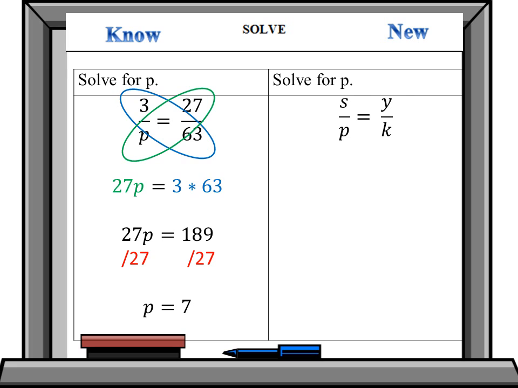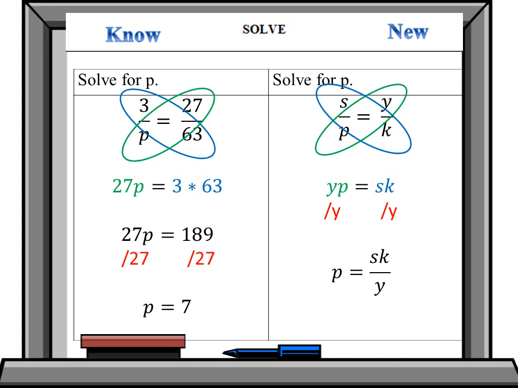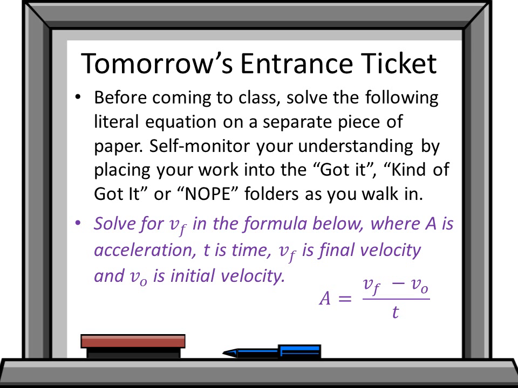s over p equals y over k. If I cross multiply p times y and s times k, I get y times p equals s times k. Please note that if your variables are switched around, it's okay because multiplication is commutative. But now, since we're asked to solve for p, I need to divide by y to both sides, giving me that p equals sk over y.